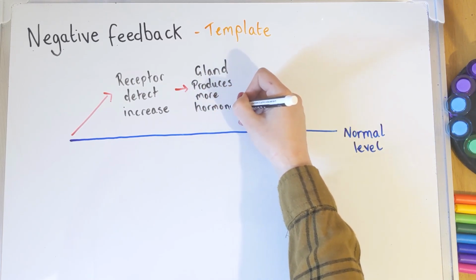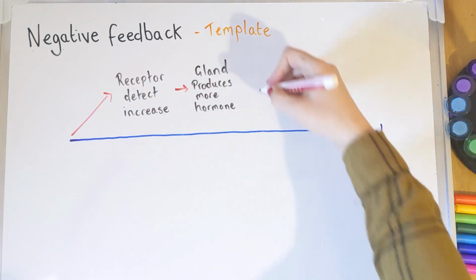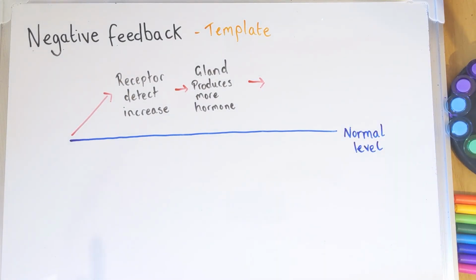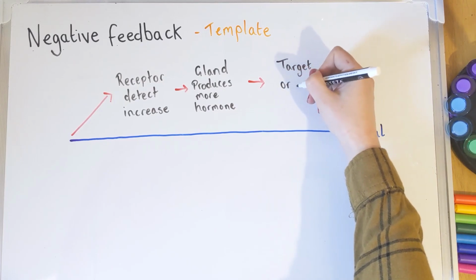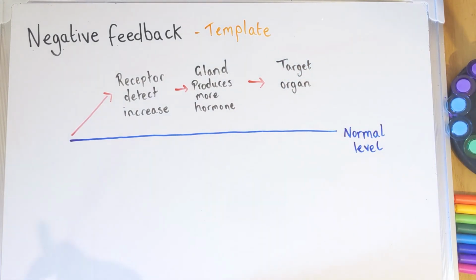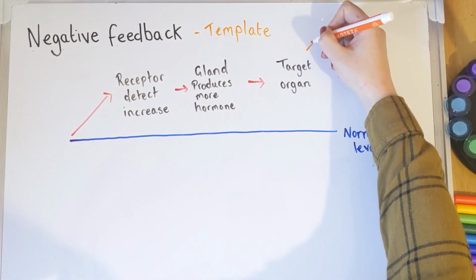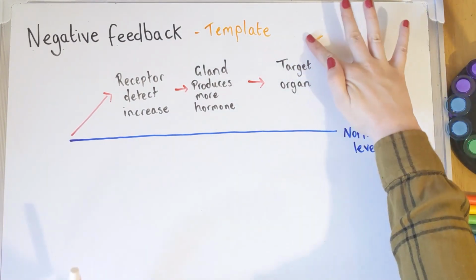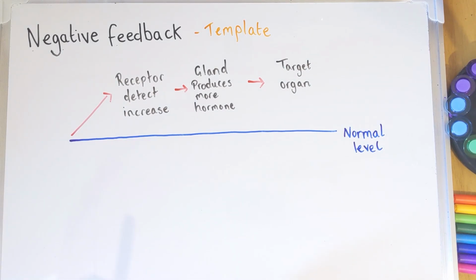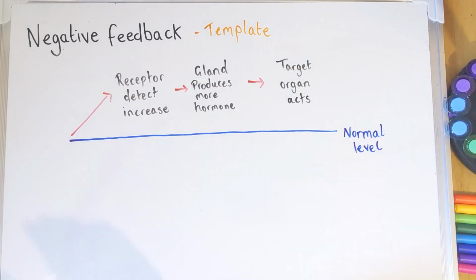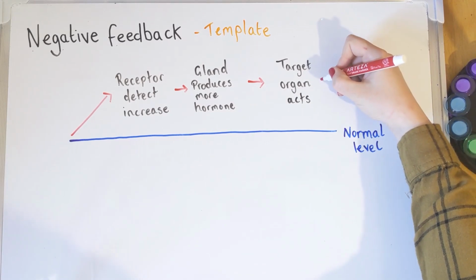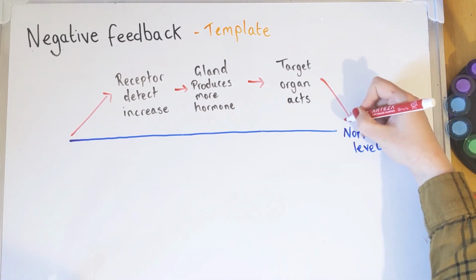Now this all sounds a bit vague, so let's try and apply an example. Let's take blood glucose levels. So when blood glucose levels go up, the receptor that detects it is the pancreas. Then the pancreas is going to produce more insulin hormone. This insulin will then act on the target organ, which is the cells in the liver mainly, and other cells in places like the muscles, which will then start to absorb more glucose and turn that into glycogen. And then because that blood glucose isn't in the blood anymore, the level is going to go back down to that normal level.